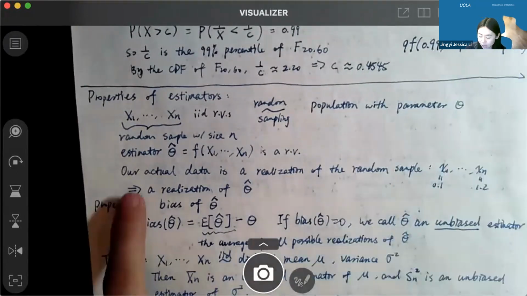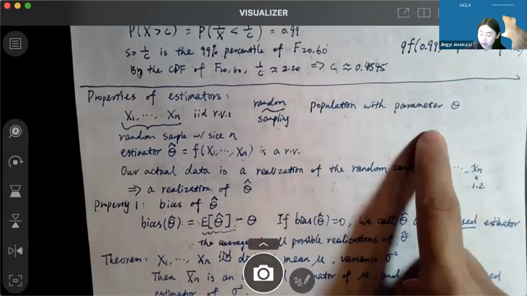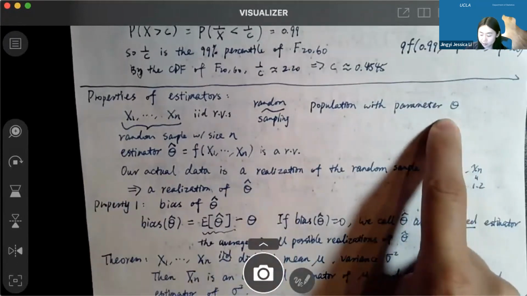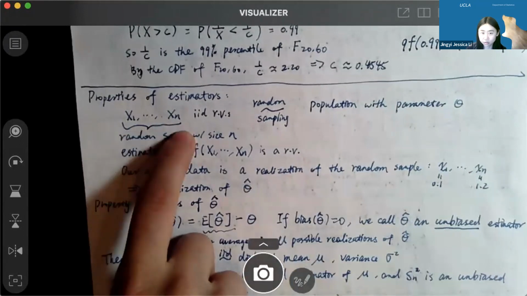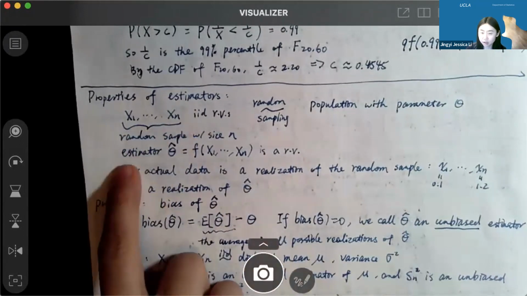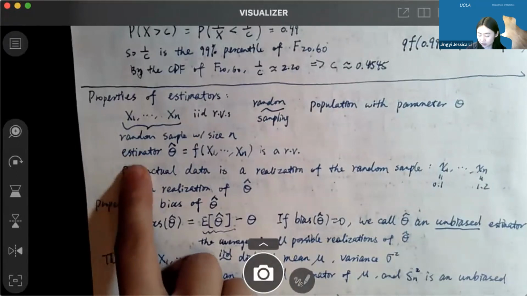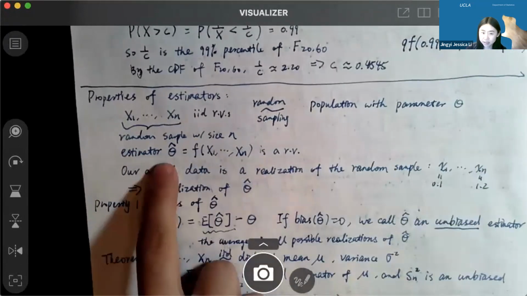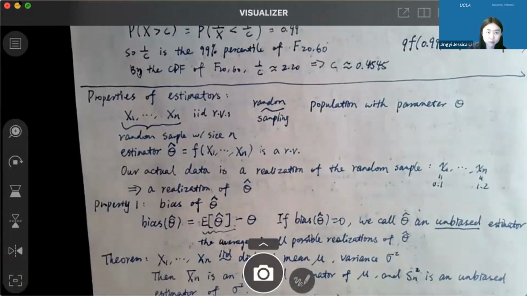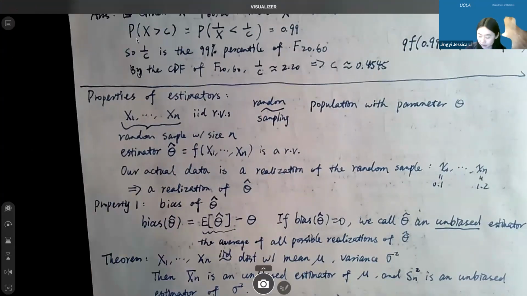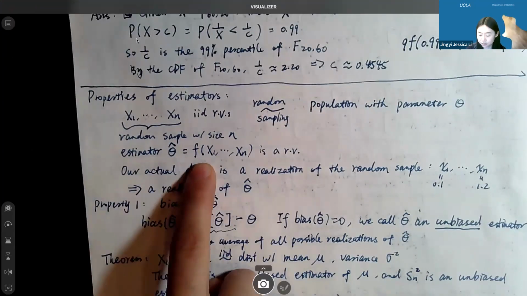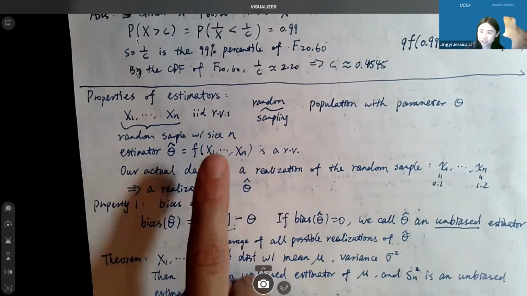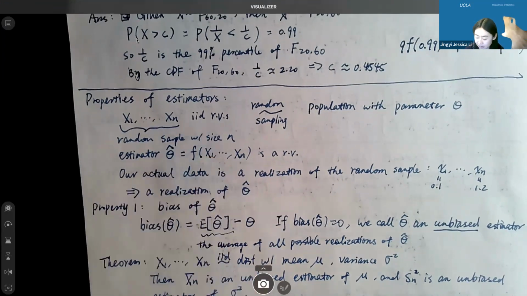And then our interest is to infer this population parameter theta based on our random sample. So what we come up with is called an estimator. The estimator theta hat estimates theta. The hat means that it's an estimator, it's from our random sample. Let me enlarge my screen. So the estimator is constructed as a function of the random sample.